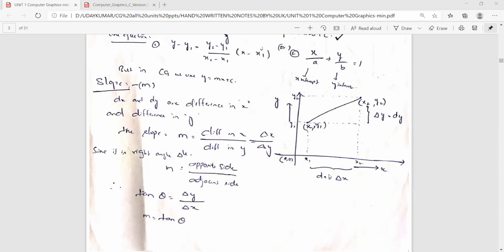Similarly, on the x-axis, the difference between x2 and x1 is x2 minus x1. That is delta x. So delta x indicates the difference of x coordinates and delta y indicates the difference of y coordinates. Then we can get the slope formula, the difference of y coordinates by the difference of x coordinates, which is delta y by delta x.